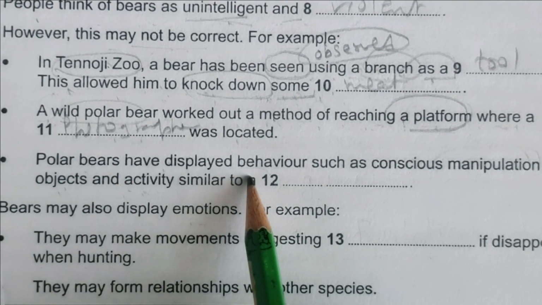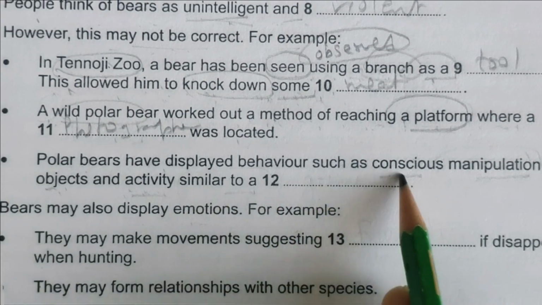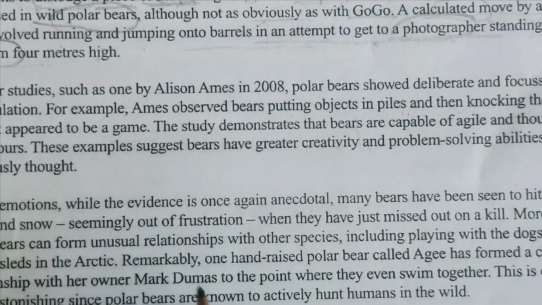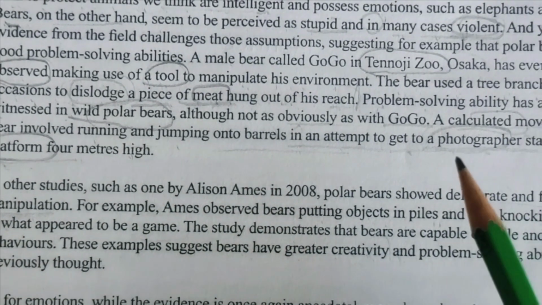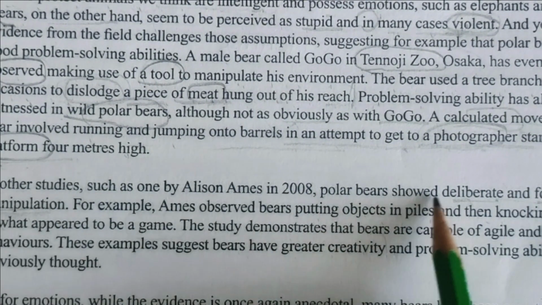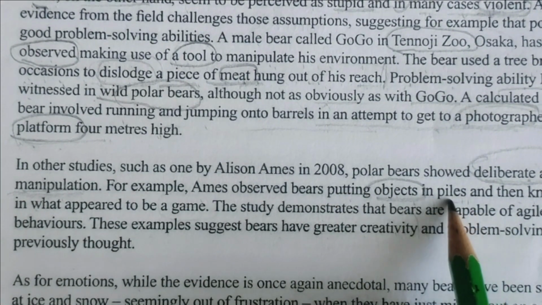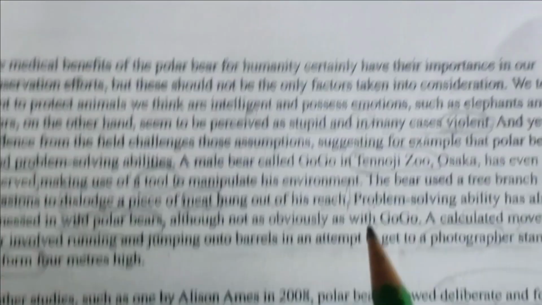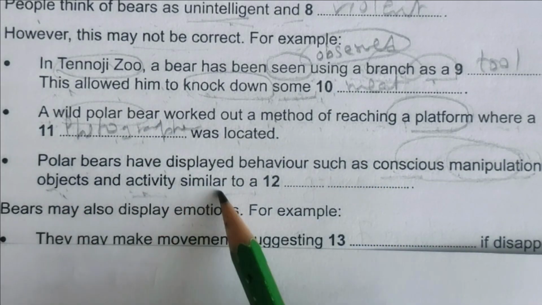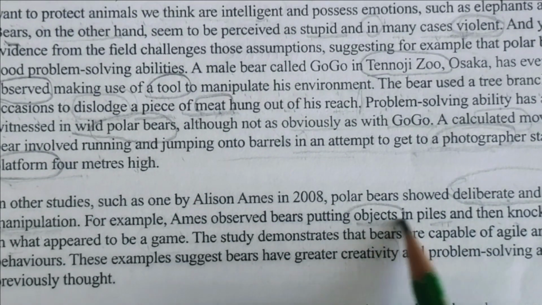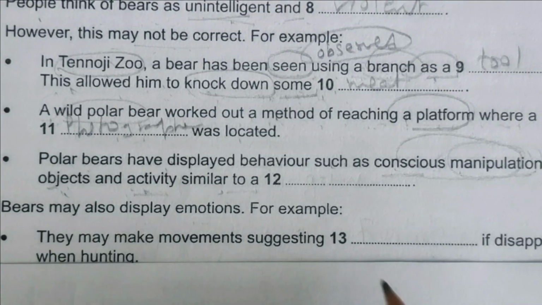So 12th: polar bears have displayed behavior such as conscious manipulation of objects and activities similar to... The word manipulation is here. Deliberate and focused, maybe they are talking about conscious manipulation. For example, having objects in piles and knocking them over in what appears to be a game. So the question says conscious manipulation of objects and activity similar to a... piles and knocking them over in what appears to be a game. So A is also there.